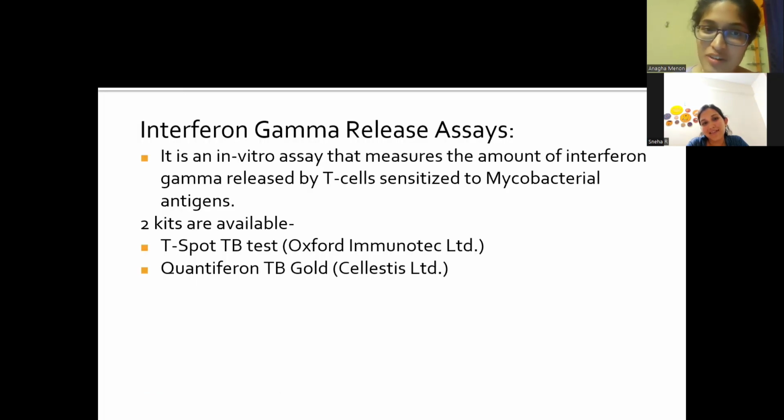Then your IGRA, or interferon gamma release assay, is very important for your TB detection. So it is an in vitro assay, right? It's very easily performed. It just measures the amount of interferon gamma that is released by your T cells that are sensitized to mycobacterial antigens. And two kits are commercially available, depending upon the company that they're manufactured in. One is your T-SPOT TB test and the other is the QuantiFERON TB Gold test.